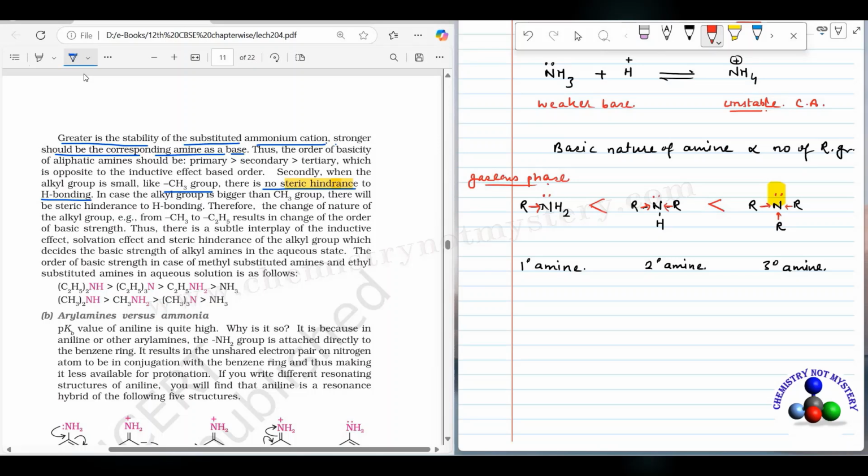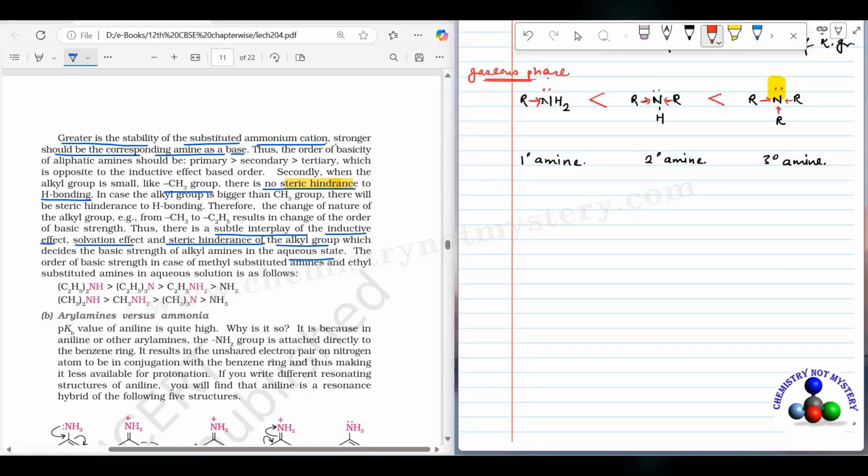In case the alkyl group is bigger than CH3, there will be steric hindrance to hydrogen bonding. Therefore, a change in the nature of the alkyl group, for example methyl to ethyl, results in a change of the order of basic strength. Thus, there is a subtle interplay of inductive effect, solvation effect, and steric hindrance of the alkyl group, which decides the basic strength of alkylamine in the aqueous state. This is the order for the gaseous phase.